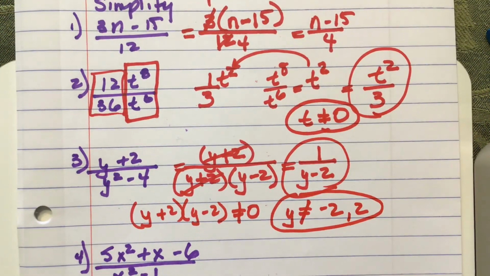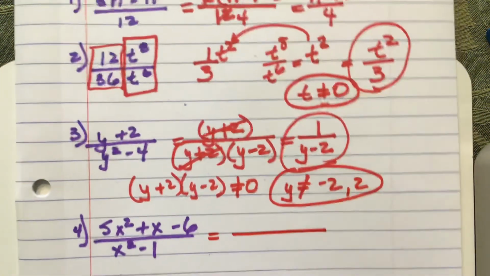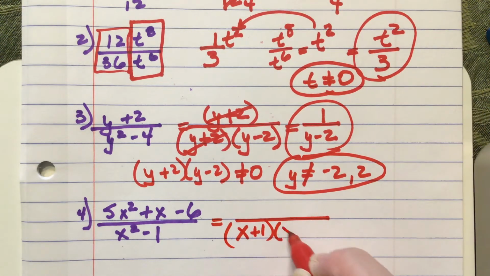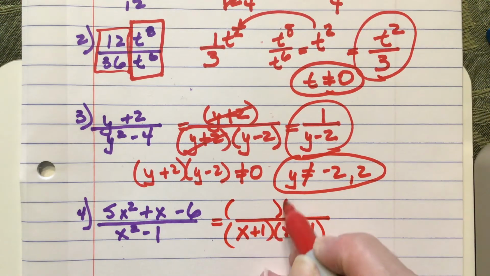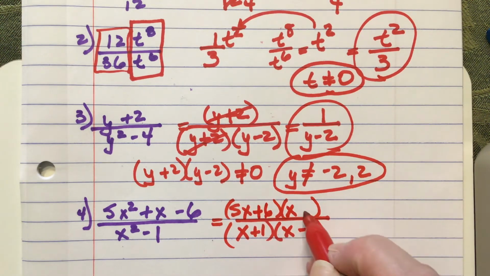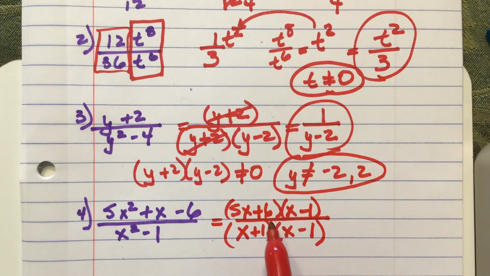Now let's take a look at my next one. I have 5x squared plus x minus 6 over x squared minus 1. So let me do the bottom first, because that's a little easier. I see a difference of squares here, so it's going to be x plus 1 times x minus 1. And then I have to take a look at my top and factor the top. This is going to turn out to be 5x times x, and it's going to be plus 6 and minus 1. So I want to check my middle term. 6x minus 5x gives me a positive x, so I'm good.